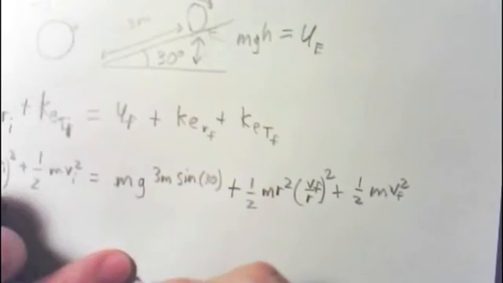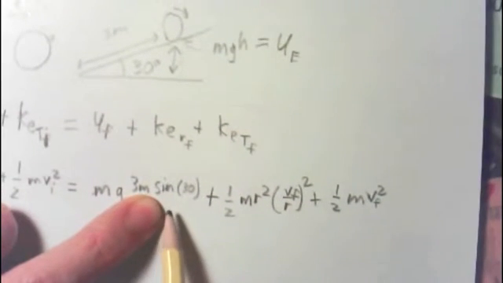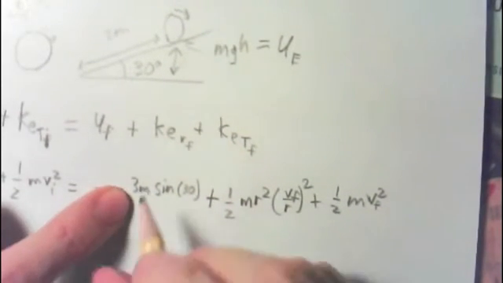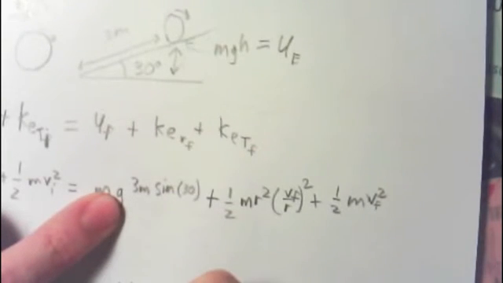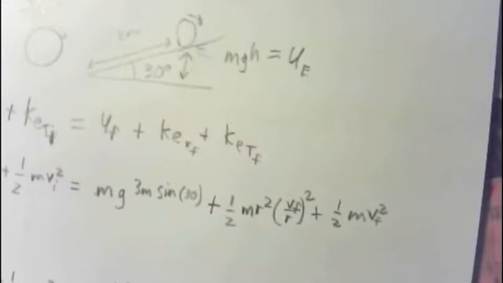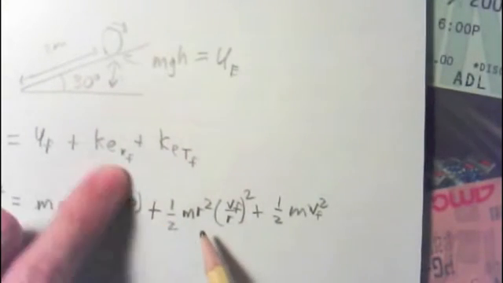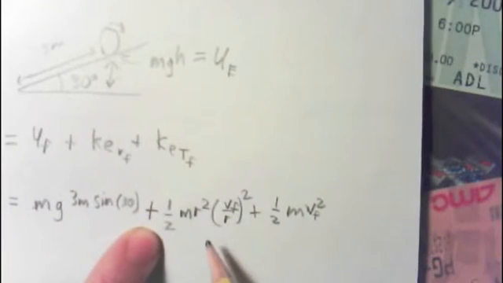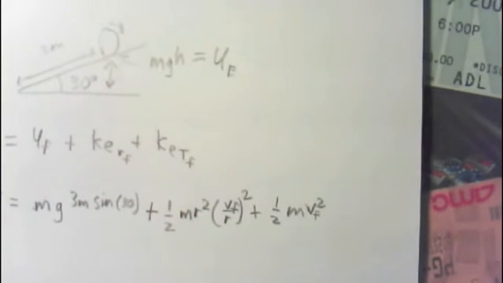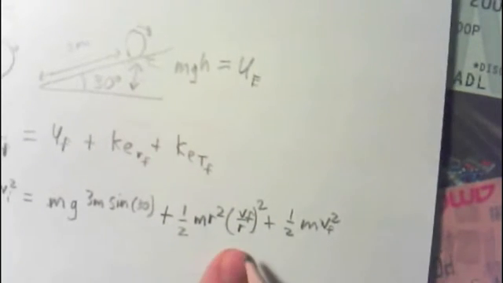We have 3 meters, but we know that sine of 30 is 1/2. So 1/2 of 3 meters is 1.5 meters. Easy. Okay, so we have now our kinetic energy at the end that is being used to rotate the wheel, and that is 1/2. Well, we see the same thing's going to happen over here.